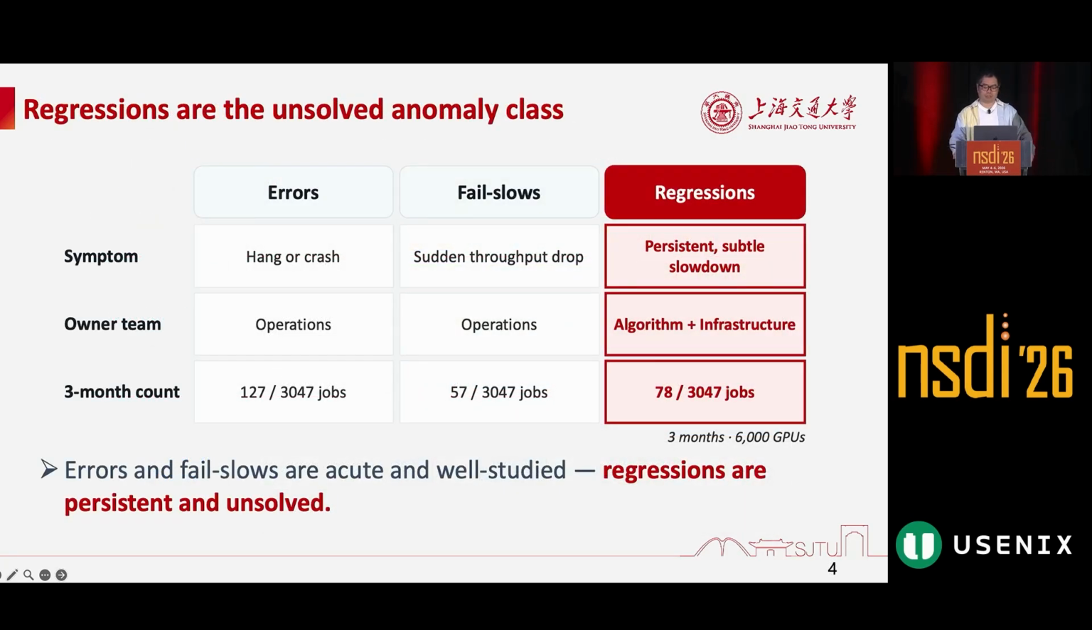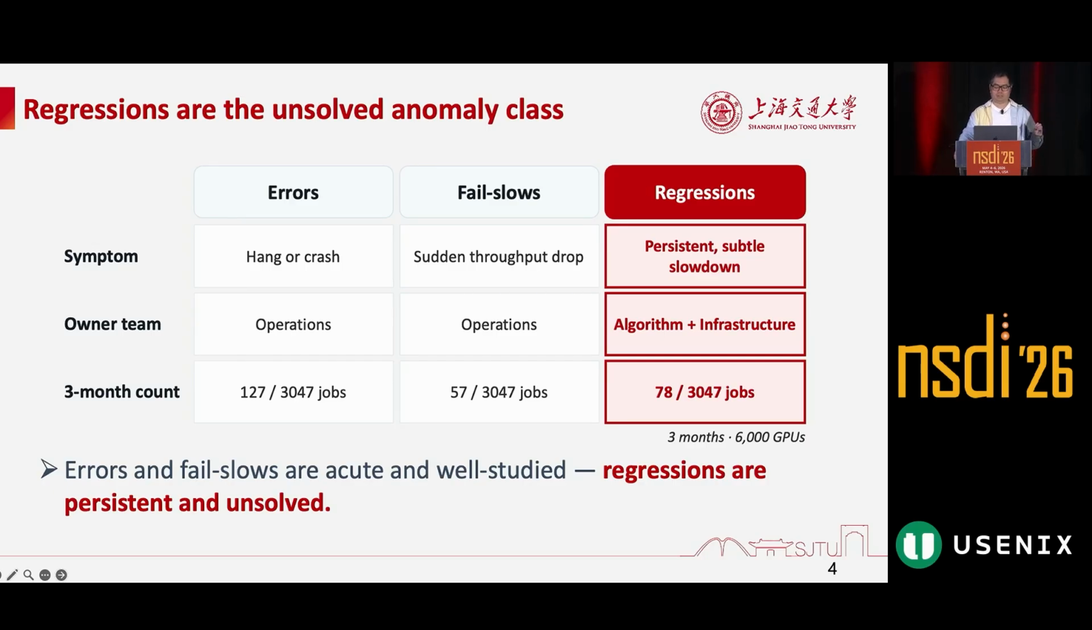This table shows our observation on our 6,000 GPU cluster during 3 months. We grouped all the abnormal jobs, out of around 3,000 total jobs, into 3 classes. There are 127 error jobs that were observed, hung or crashed. There are another 57 jobs that ran into a sudden throughput drop.